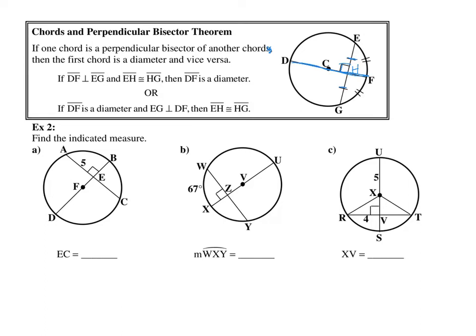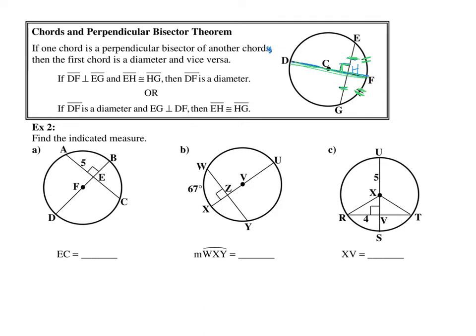It goes the other way as well. If this is a diameter, and it's perpendicular, then right away you know that it bisects the chord. So these two pieces are the same. And if these two pieces are the same, these two arcs are also the same. Watch out for that.